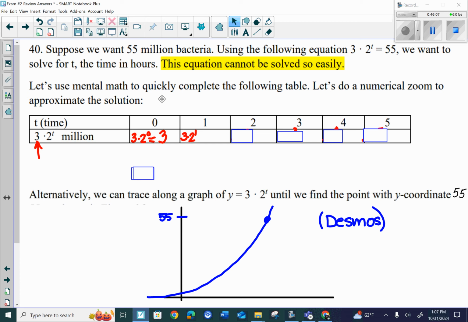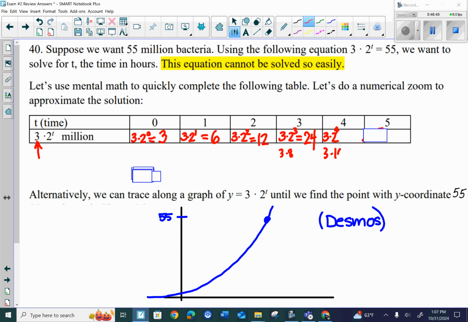If I put 1 in, 3 times 2 to the 1 gives me 6 million bacteria. 3 times 2 to the second will be 3 times 4, which is 12 million bacteria, still climbing, obviously exponentially. 3 times 2 to the third would be 3 times 8, which is 24 million bacteria. Still not enough. 3 times 2 to the fourth is 3 times 16, which is 48 million bacteria. Still not enough. 3 times 2 to the fifth, however, is 3 times 32, which is 96 million. So somewhere in between 4 and 5, we reach 55 million bacteria, which we want.